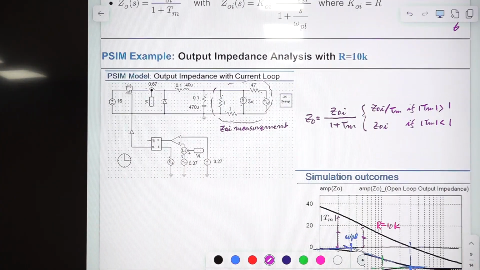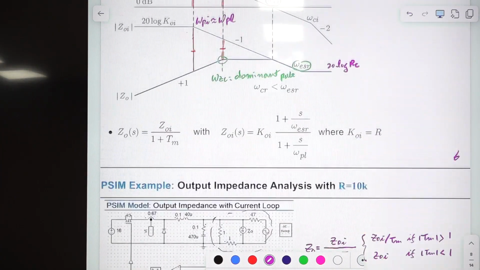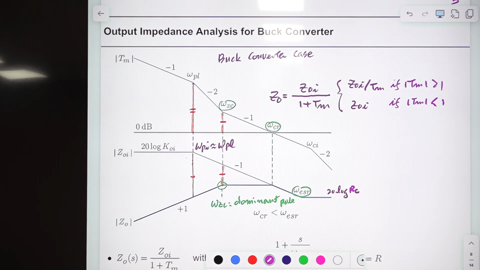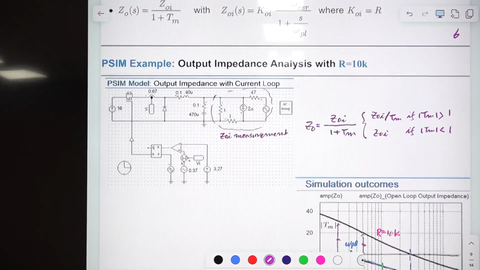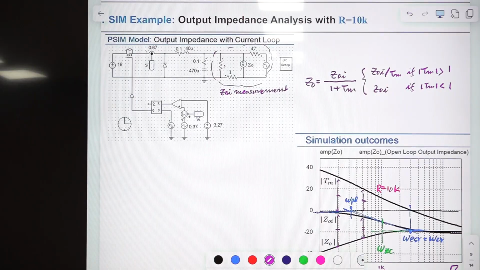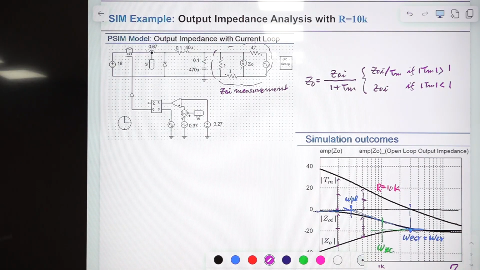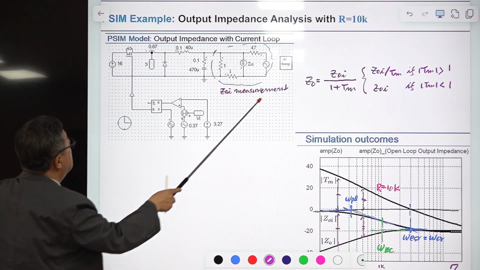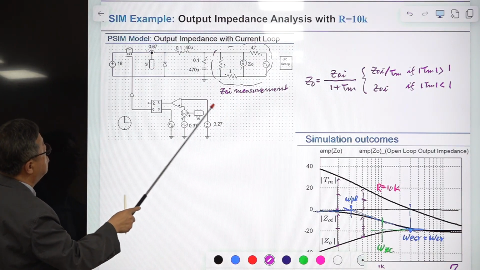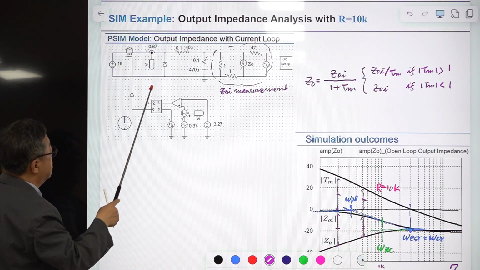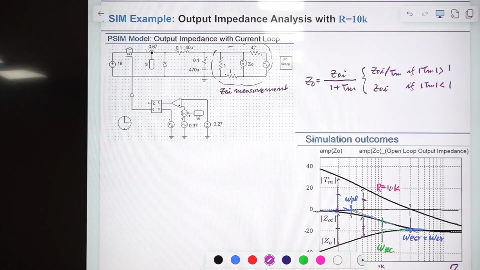And I did one simulation to justify this construction of the asymptotic plot. This is the buck converter you are using all the time. And here, this voltage loop is broken. The current loop is connected through this element. So internally there is a connection from the output of this to the input of this.